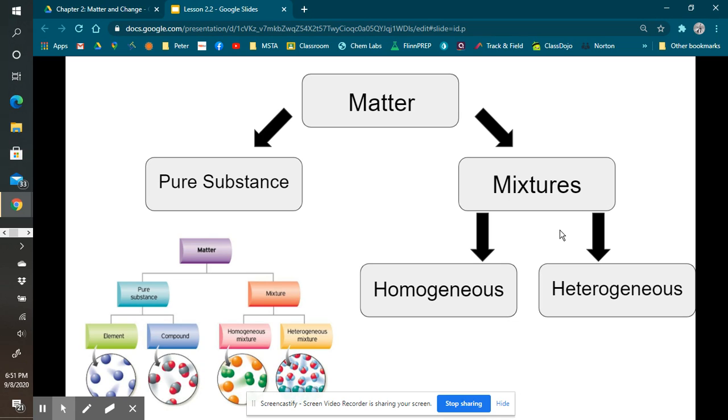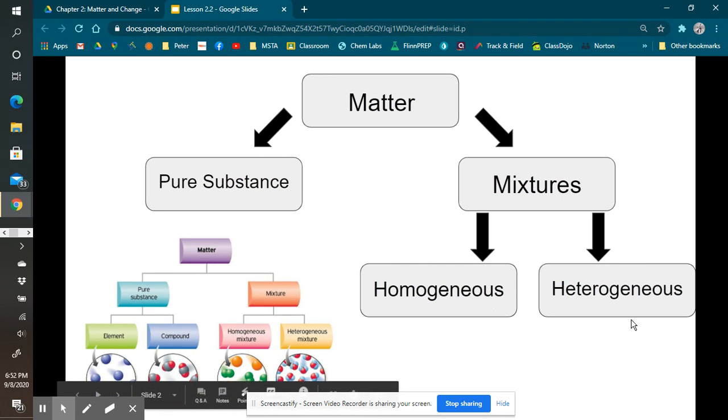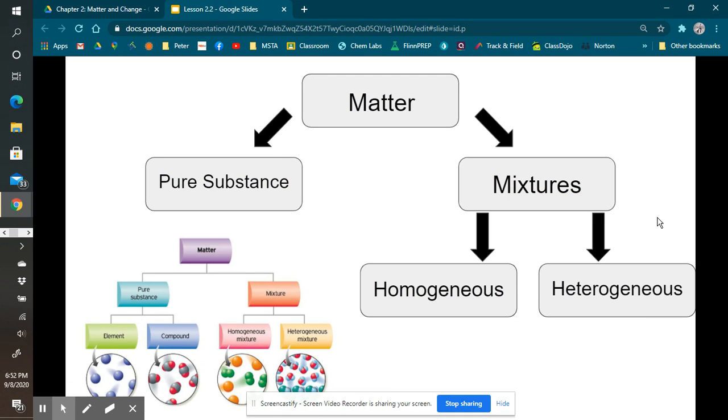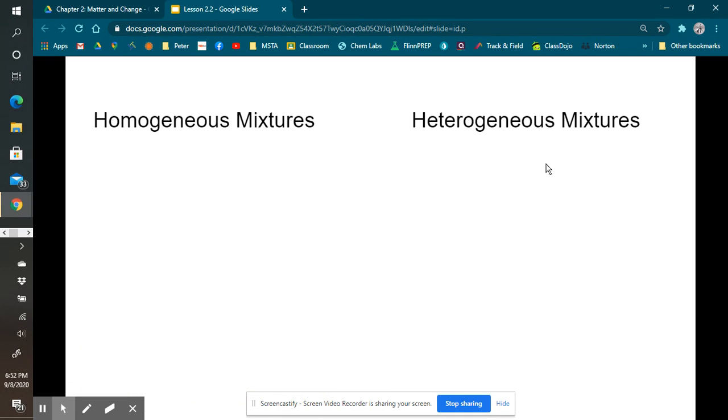Mixtures can be broken down even further into what we call homogeneous mixtures or heterogeneous mixtures. And we'll get into the differences between those here. So let's start with a homogeneous mixture. The prefix homo means the same. So if we have something that is a homogeneous mixture, it is a mixture that has a uniform composition throughout. Okay, uniform composition throughout. Uniform means it's the same.